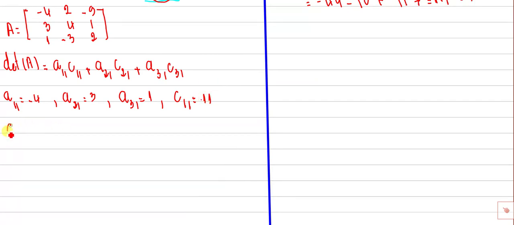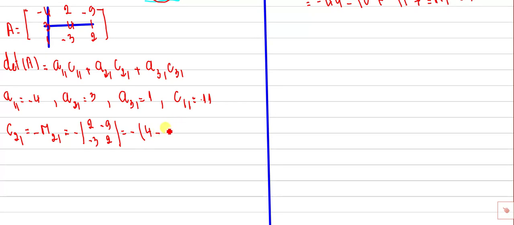So I just find C21. 2 plus 1 is 3. 3 is negative. M21, it means row 2 and column 1. So we get this point is equal to negative of 2 and minus 9, minus 3 and 2, or negative 3 and 2. So this one is negative. This one is 4. This one is negative, and negative is positive.